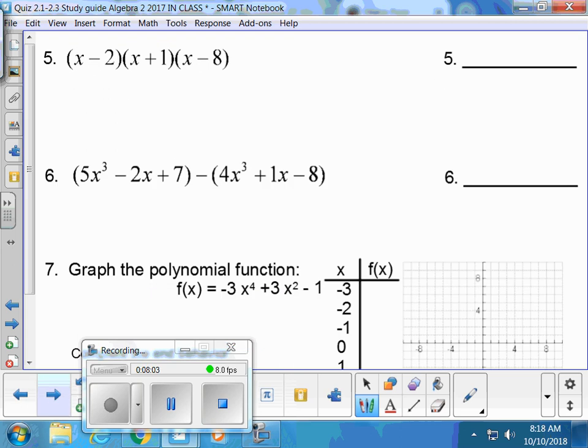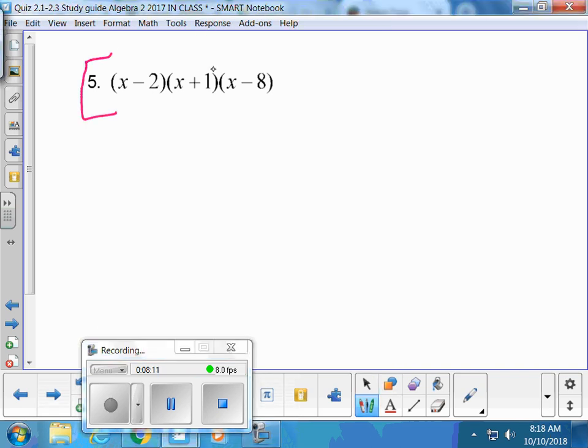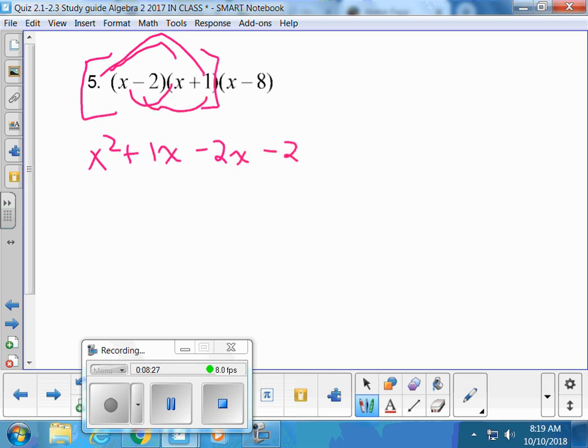Number 5. I'm going to pause the video and get myself a little more workspace. All right, on these, you have 3 binomials being multiplied. We just learned this yesterday as well. You can only do 2 at a time, so I'm going to start by foiling these first 2. X times x is x squared. X times 1 is 1x. Negative 2 times x is negative 2x. And then negative 2 times 1 is negative 2.